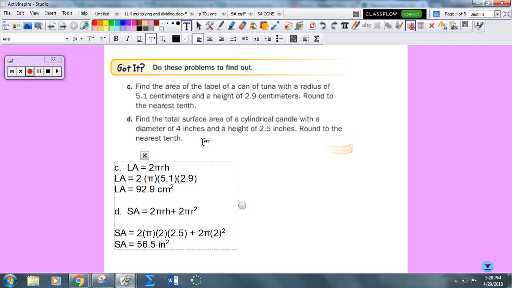So for the remainder of class, you may work on your homework, which is finding surface areas of a cylinder.